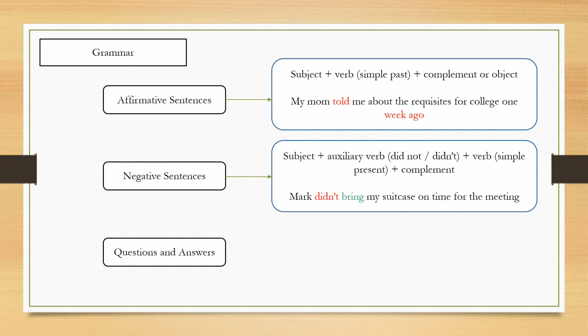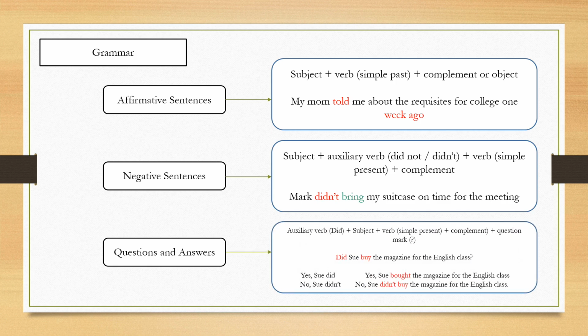Well, how can we form questions and answer those questions? As you can see, a question is just formed with an auxiliary verb, did, plus the subject, plus the verb in simple present as in the negative form, and the complement or object. The answers are something different. Here we can separate them into short answers and long answers.